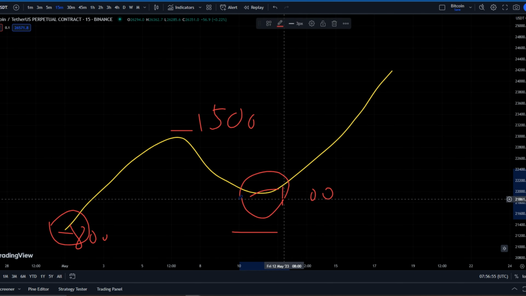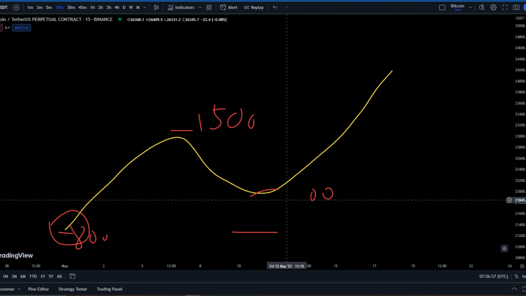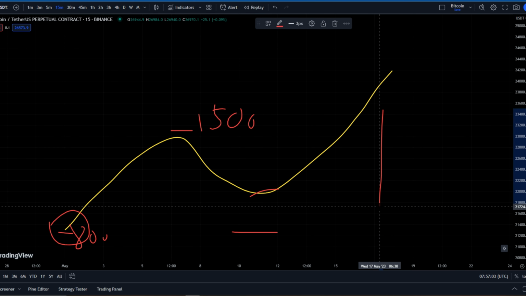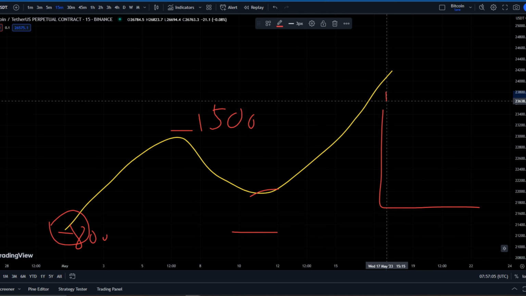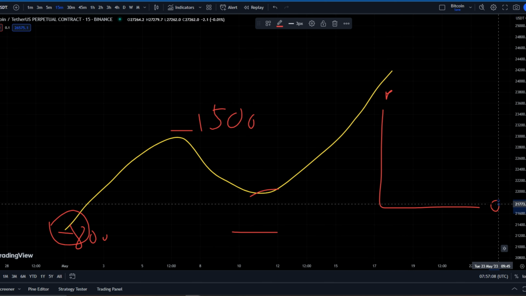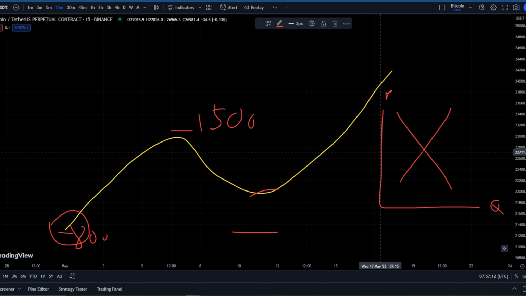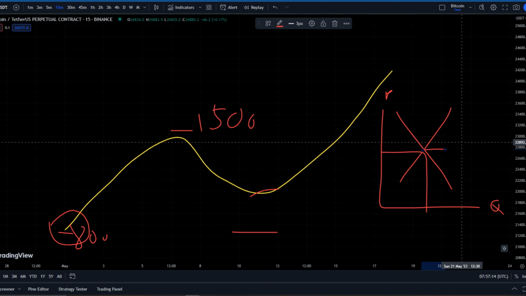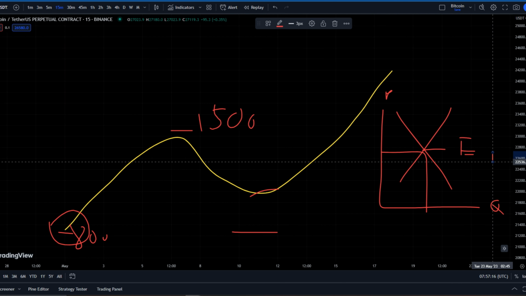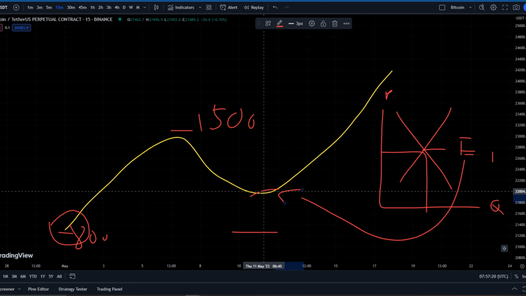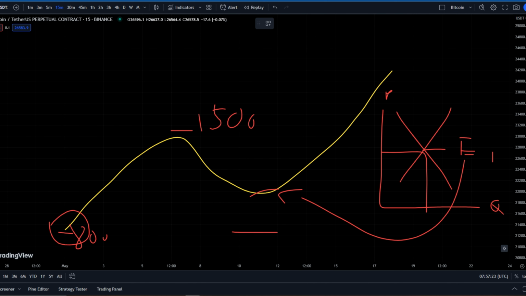Now, if you have learned economics before, you are familiar with this simple chart. Let's say that you have a supply, you have a demand, you have a price, you have a quantity. And the very basic of this is supply and demand. You have the equilibrium here, and this is equilibrium one. The equilibrium one is basically this. This is the equilibrium.